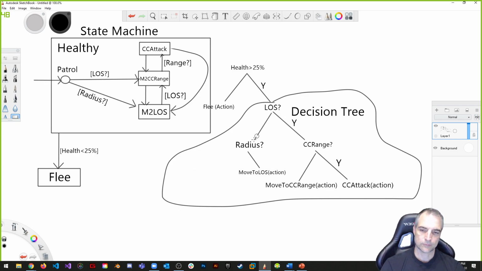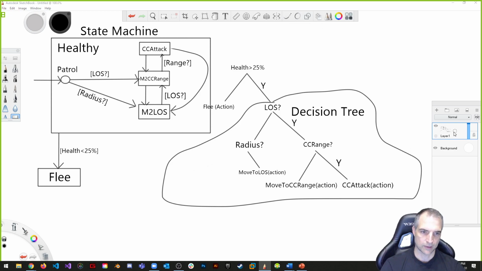Then if I'm in radius, then move to line of sight. If I've detected, this is almost like I've detected you, right? You fell in my radius somewhere, or I have line of sight. If I don't, then keep doing what I'm doing. If you're not in my line of sight, and if you don't have that, then keep doing what you're doing. And this would be like a dead end.